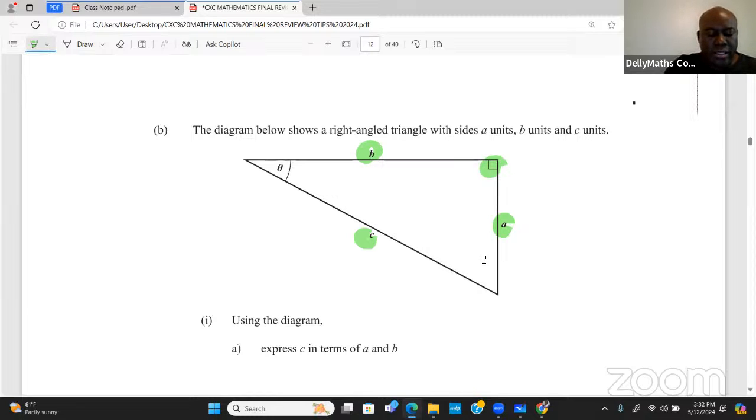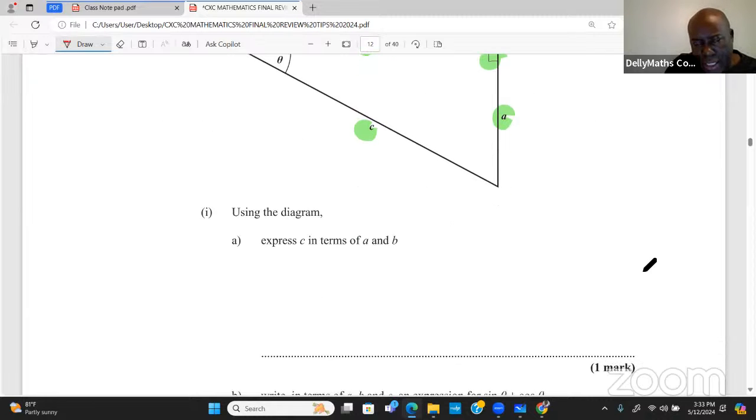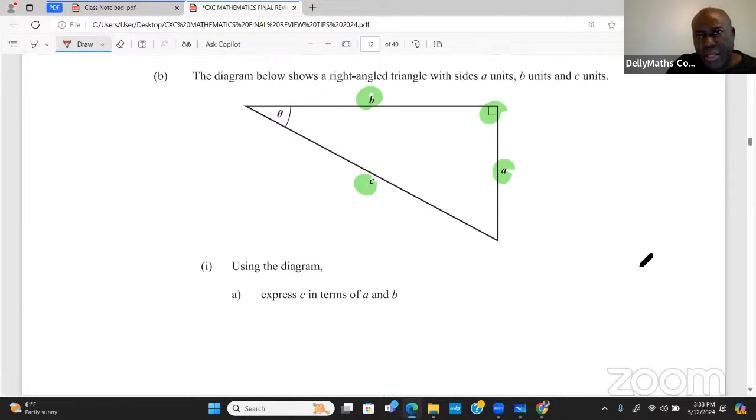Now let us see what else we want to look at as we go. The question says, using the diagram, express C in terms of A and B. So we're asked to express C in terms of A and B. What we want to do here is make sure that we're not making any error. C is the longest side. So I could start off by saying, what do I know about a right triangle? Well, we're dealing with three sides. I will employ the Pythagorean theorem.